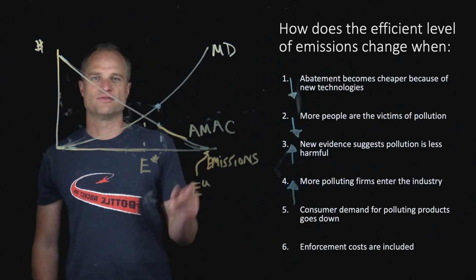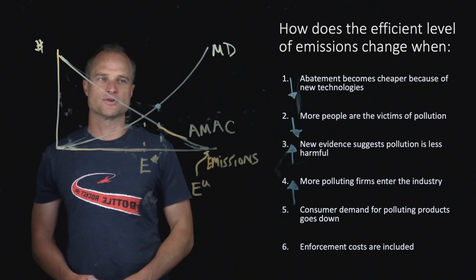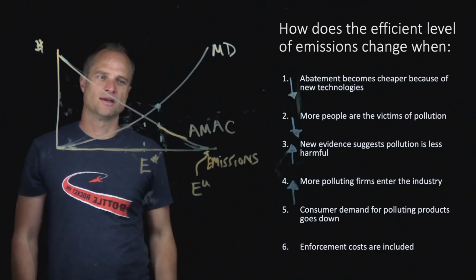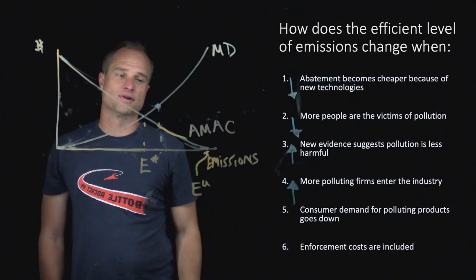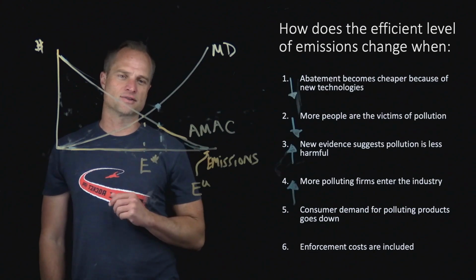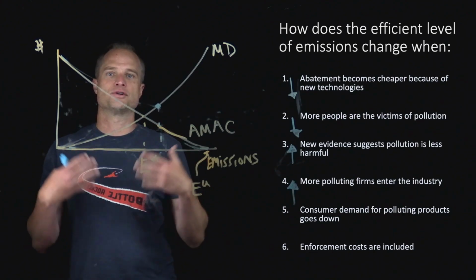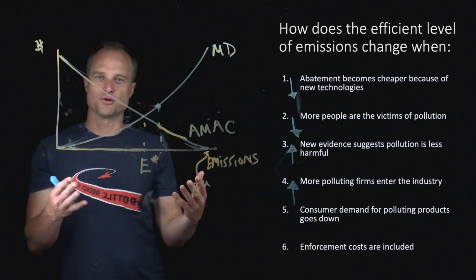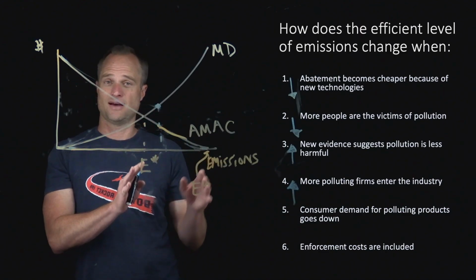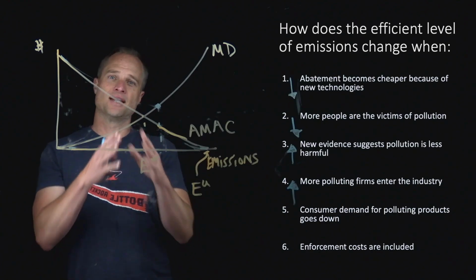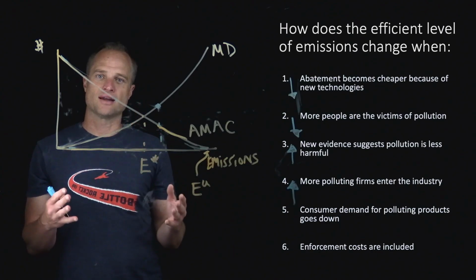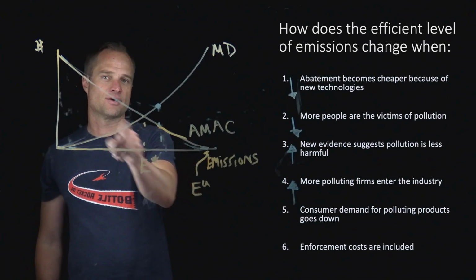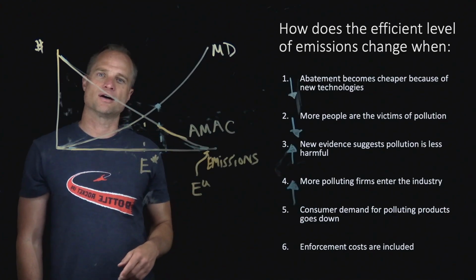Okay, on to number 5. Consumer demand for polluting products goes down. Well, I think it's pretty clear that's not going to affect the marginal damage of pollution. Where it's going to affect is the marginal abatement cost curve, the aggregate marginal abatement cost curve. And again, thinking about that marginal abatement cost as a demand for emissions, right? It's not that firms are producing emissions, they're producing some sort of product that has an indirect effect of emissions, but those benefits that they're getting, right, those kind of net benefits that they're getting from producing and selling this product are captured in some way in the marginal abatement cost, right?